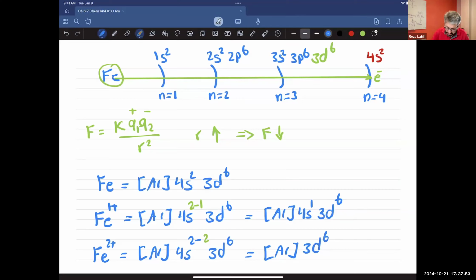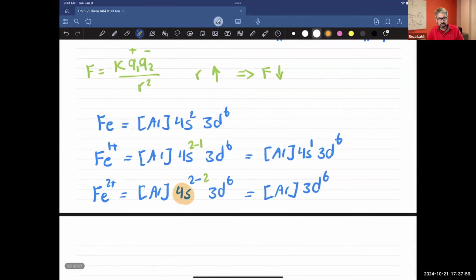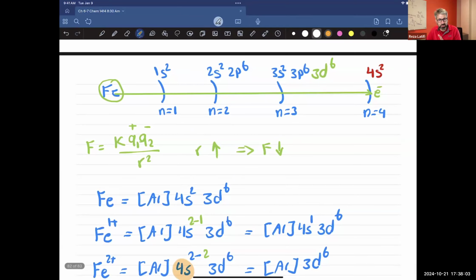Now, what happened with the s orbital? The s orbital is completely gone. So you will take the electron from the last layer, because the last layer is far from the nucleus, so it will feel less attraction force from the nucleus, and losing an electron from that shell is going to be way, way easier than taking an electron from D or core electrons.